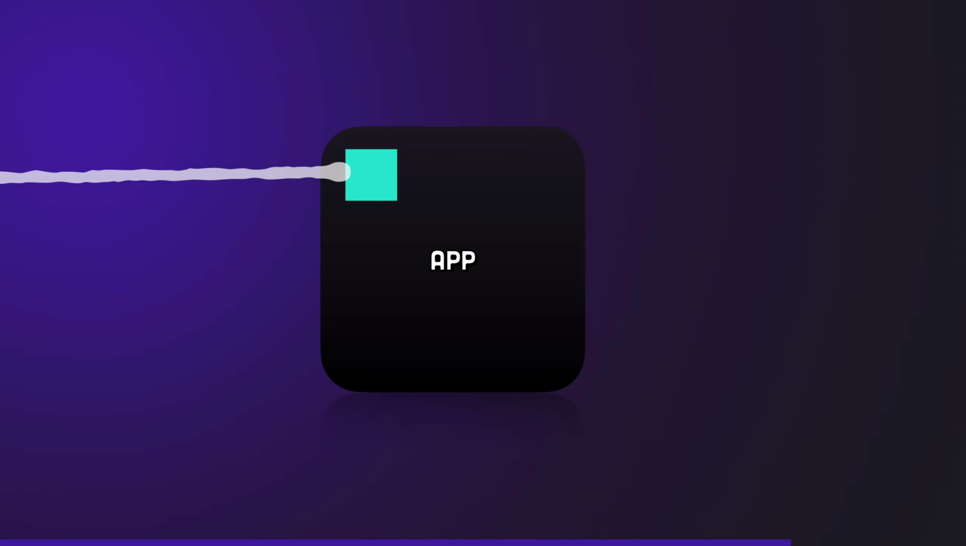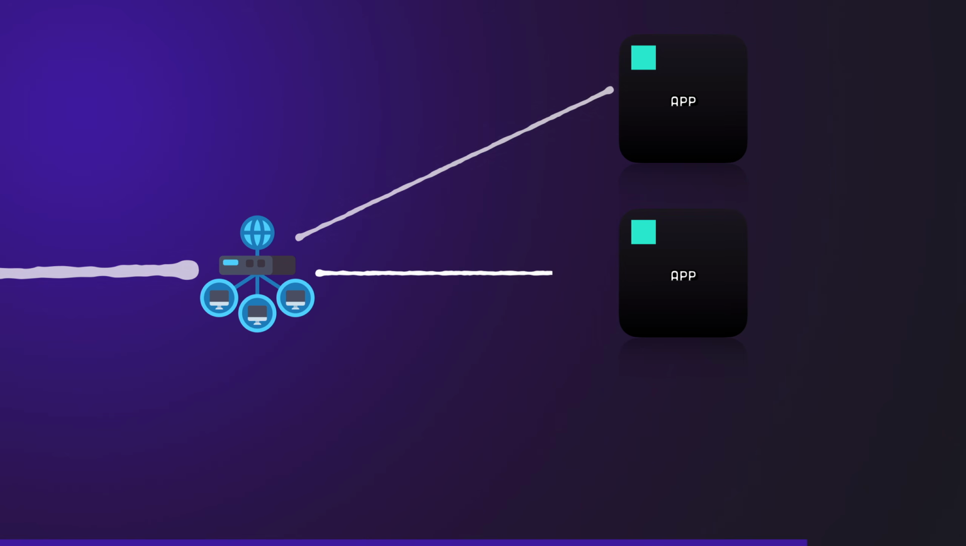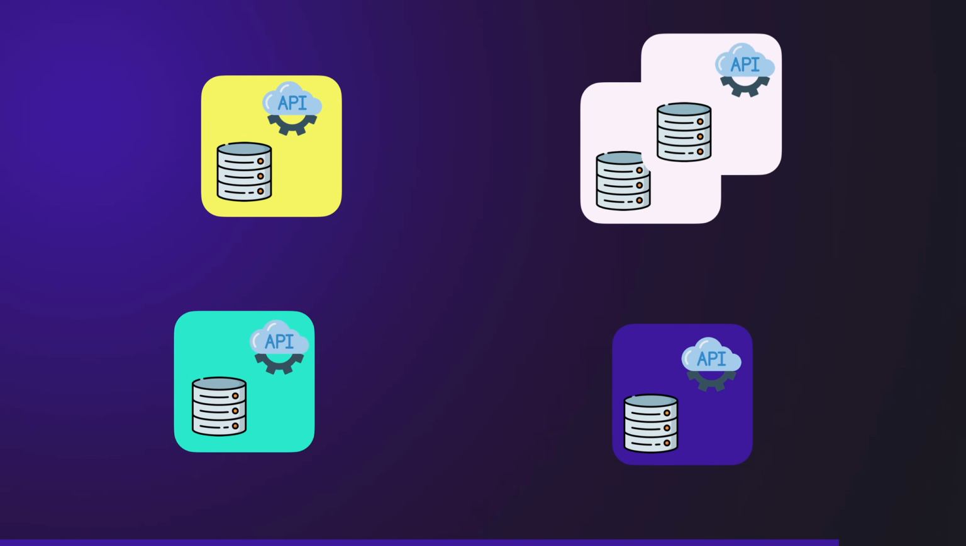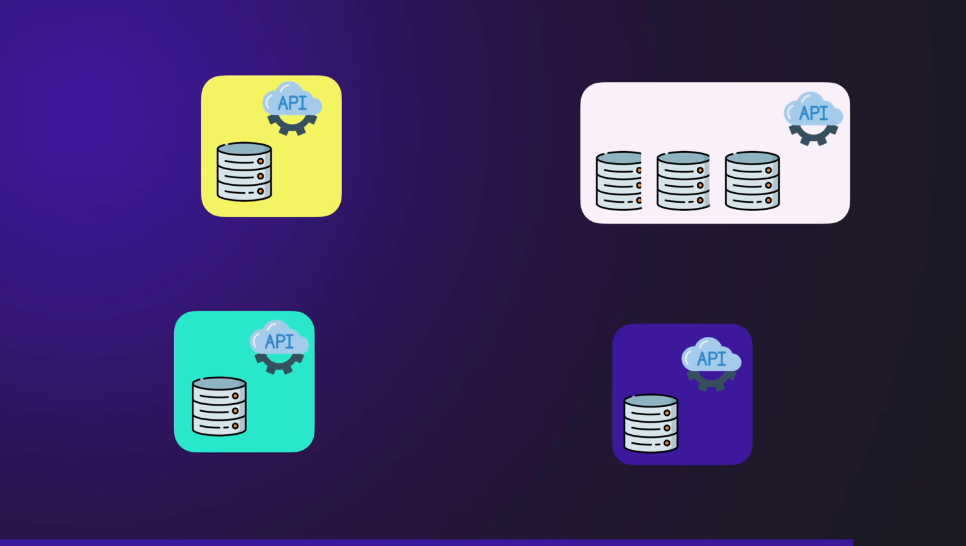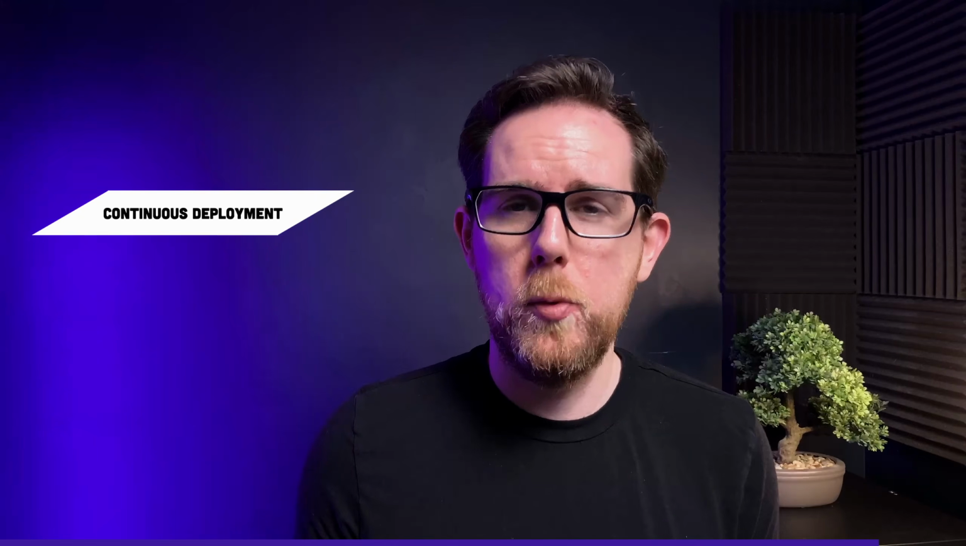As we saw with monoliths, if you have one part of your application that's getting more requests, then you have no choice but to scale up your whole application. But at least if it's a microservice, then you can scale up that one microservice and therefore save you some money in the process.